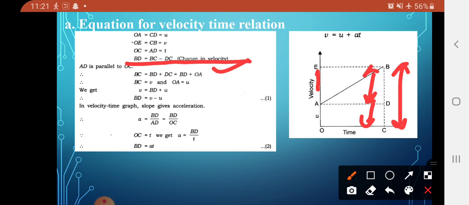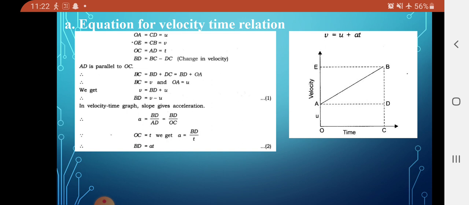So that's why we have to consider the BD itself. We can't go to the next concept without it. So for finding the change in the velocity, we must consider the BD. So BD is nothing but V minus U, and then in the velocity time graph, slope gives the acceleration as A is equal to BD by AD is equal to BD by OC. So what is the slope, my dear students?